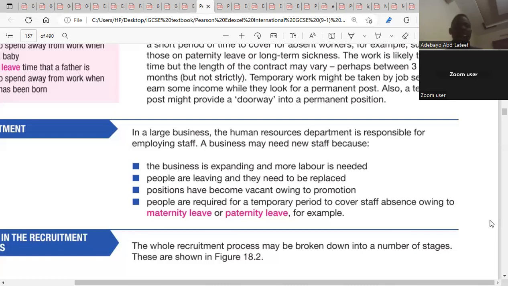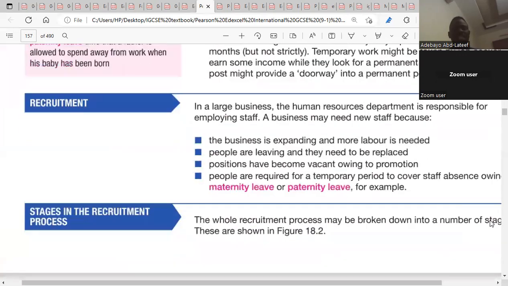And the last one is about maternity leave or paternity leave. Here, you might need temporary workers. Maybe one of your workers has just delivered a baby, so she needs to take some time. That is maternity leave. And for paternity leave, it means maybe the husband needs to take care of the wife that just gave birth. Is it clear? So these are the reasons why businesses might need new staff. Any question about that?